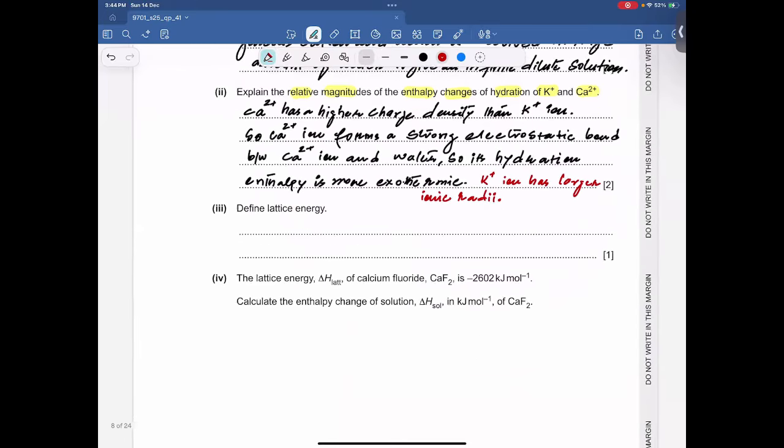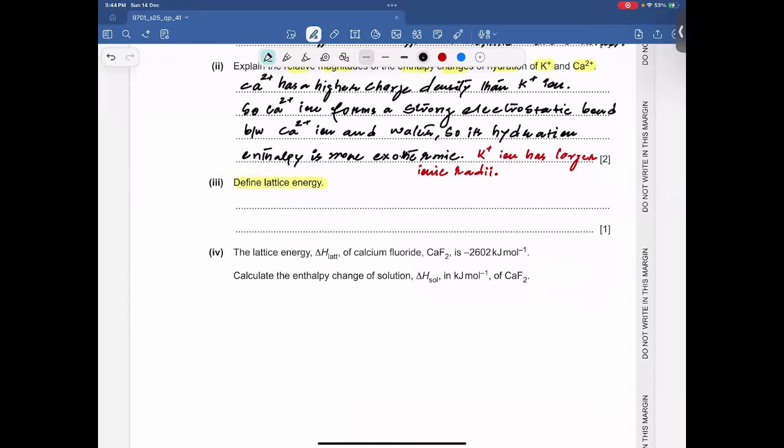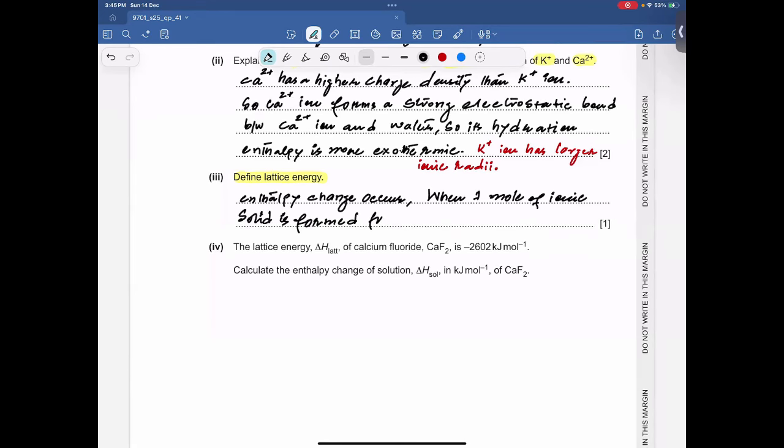Now the next is define lattice energy. Enthalpy change that occurs when 1 mole of ionic solid is formed from gaseous cation and anion.